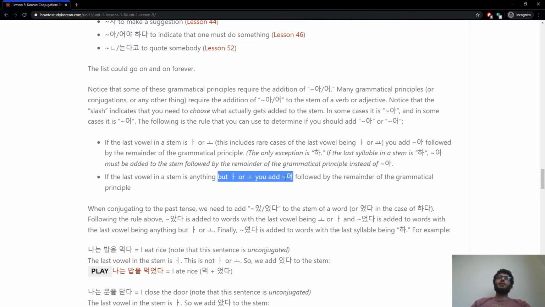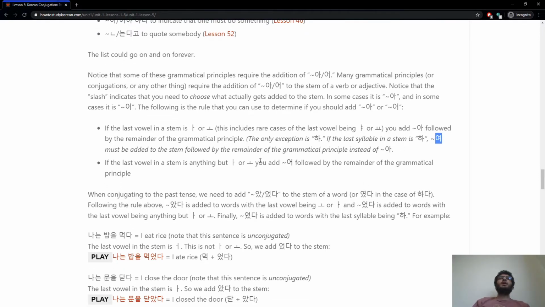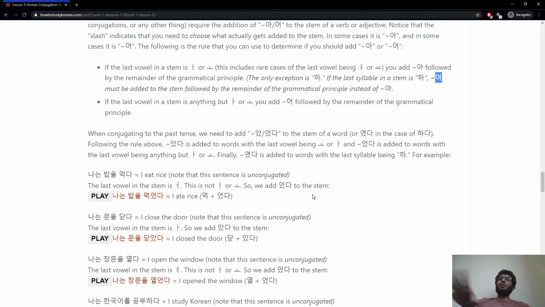So that's what he says here. Now there's an exception to that. The only exception is ha, like 이해하다. You've seen a lot of words like 독하다, 뚱뚱하다, 좋아하다. All of those words that end in hada, including the verb hada, you actually add yo to instead of a or o. Don't worry about what I just said. This is going to make it a bit more clear.